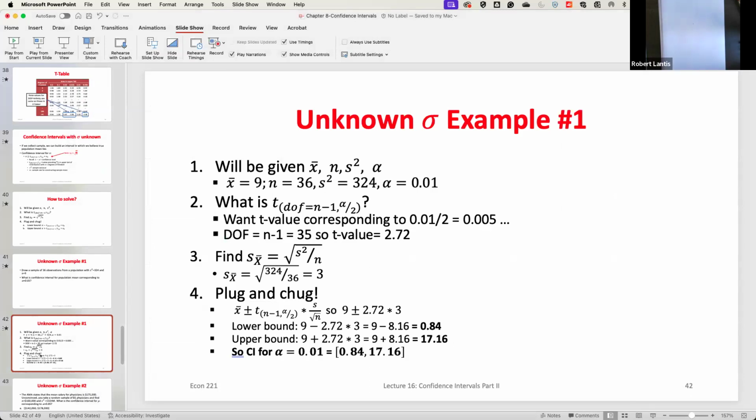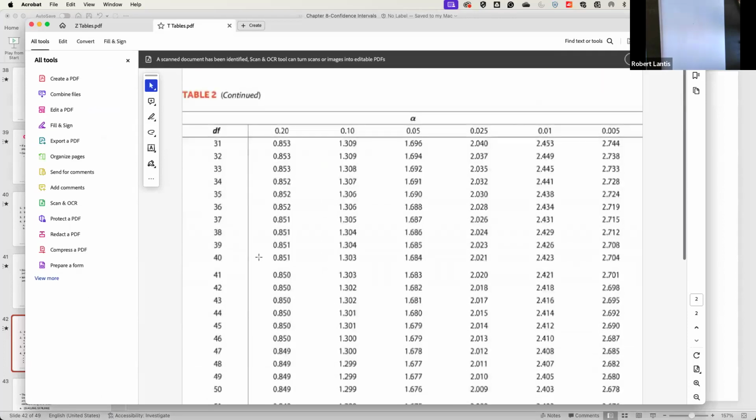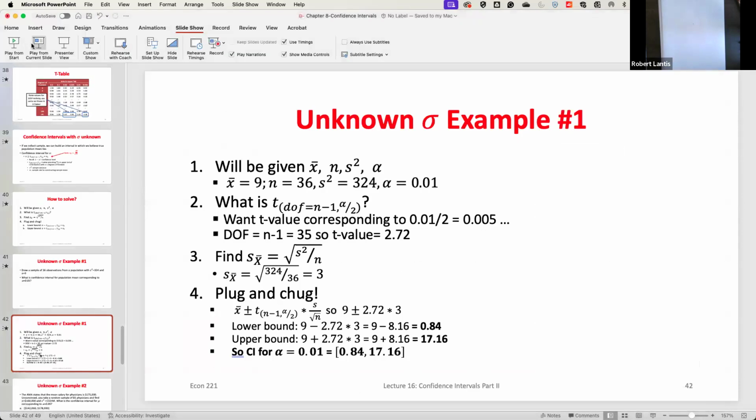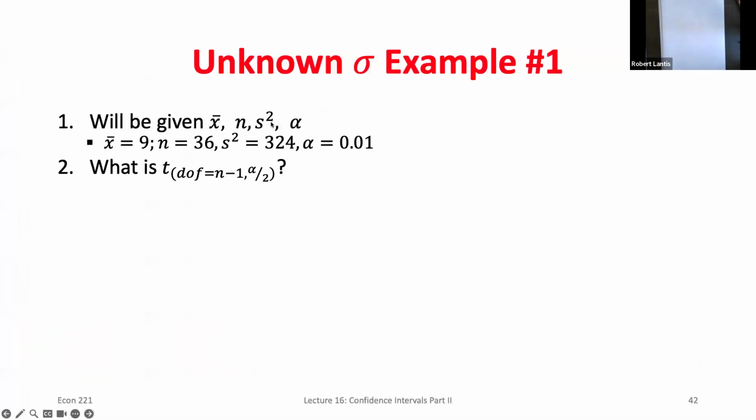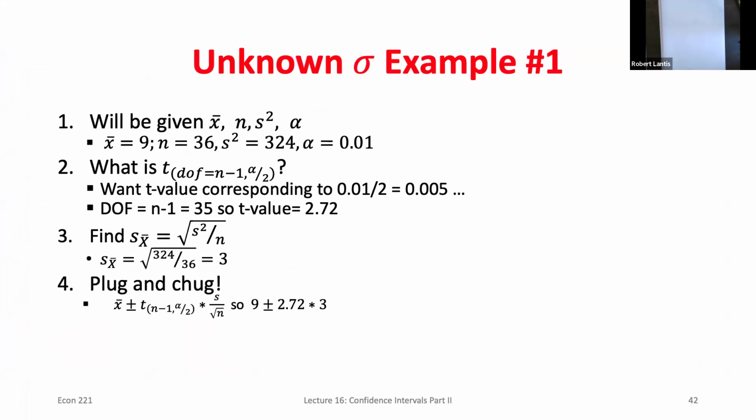If I looked at the student t table, degrees of freedom of 35, I wanted 0.005, so 2.724. Okay. So I've got my t value associated with the degrees of freedom of 35 and giving me half of alpha on each side of the interval. I then could do an intermediate calculation if I wanted to. I could also have just plugged this in down here as well.